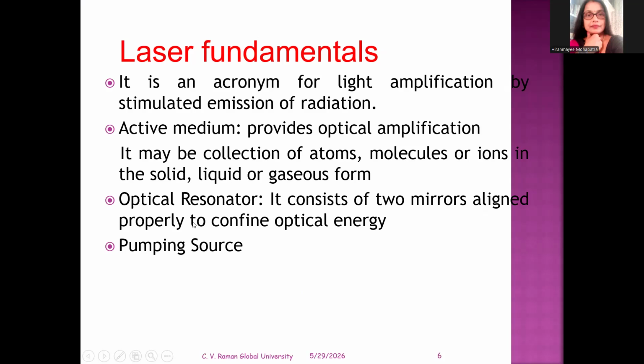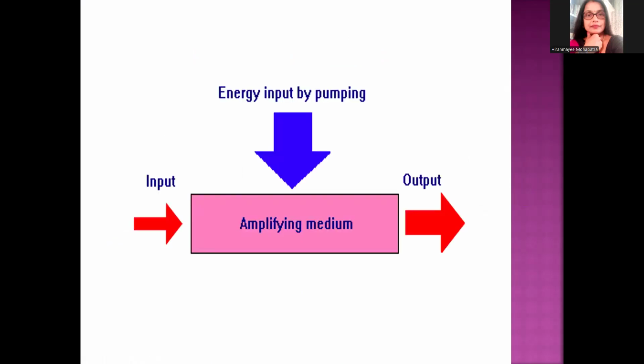The optical resonator consists of two mirrors placed facing each other. One mirror is fully reflecting and the other is partially reflecting. The light repeatedly reflects between these two mirrors and gets amplified and finally emerges as a laser beam. So this is the schematic of a laser. This is the lasing medium or amplifying medium and this is the pumping source. At the two ends you have two mirrors.